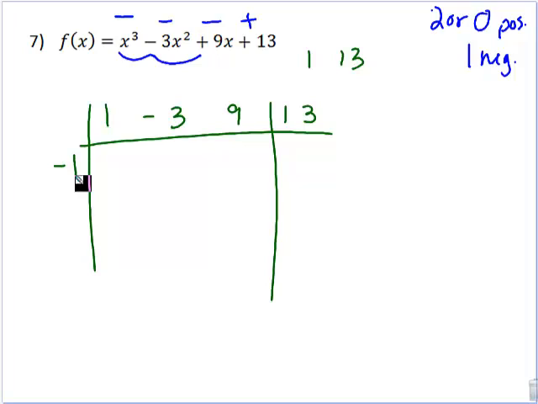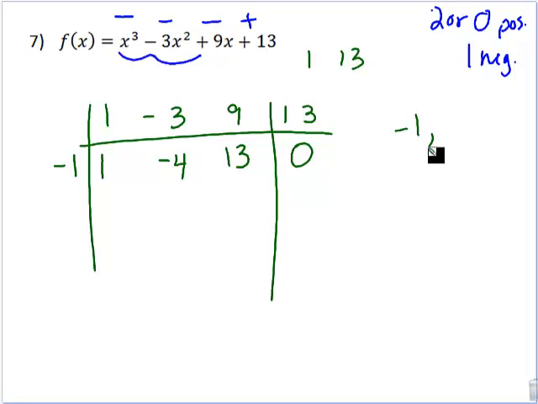So what should we do first? Drop the 1. Okay, 1 times negative 1? Negative 1, and then we have to add it to our negative 3. So we have negative 4. Negative 4 times negative 1. It's a positive 4 added to our 9. 13. 13 times negative 1. Negative 13 added to our positive 13 is 0. So what's one of our solutions? Negative 1 is one of our solutions.